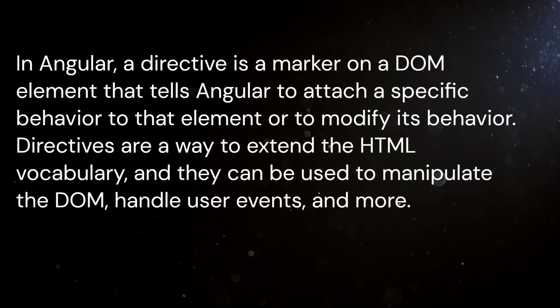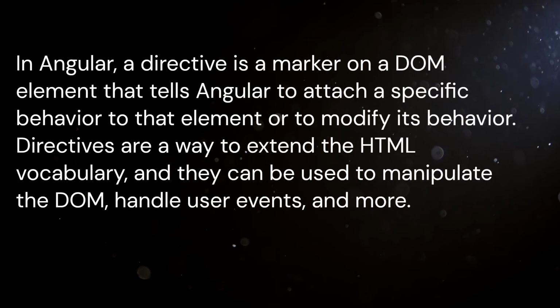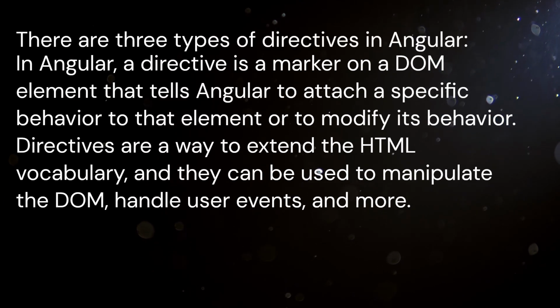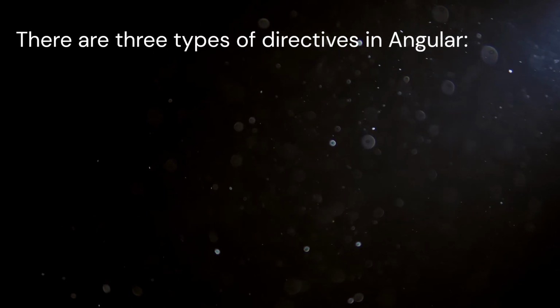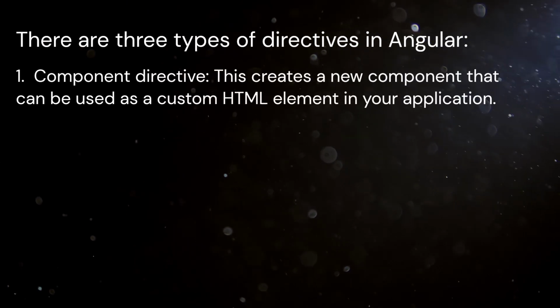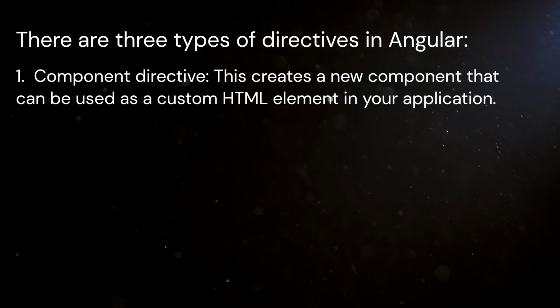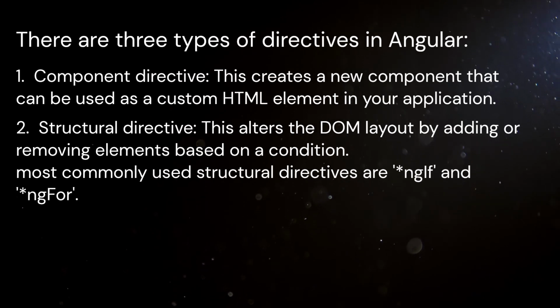Directives are a way to extend the HTML vocabulary, and they can be used to manipulate the DOM, handle user events, and more. There are three types of directives in Angular. First, component directive. This creates a new component that can be used as a custom HTML element in your application. Second, structural directive. This alters the DOM layout by adding or removing elements based on a condition.